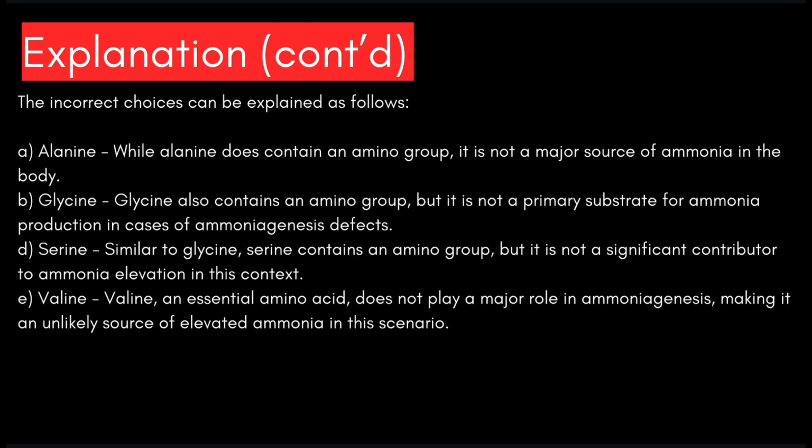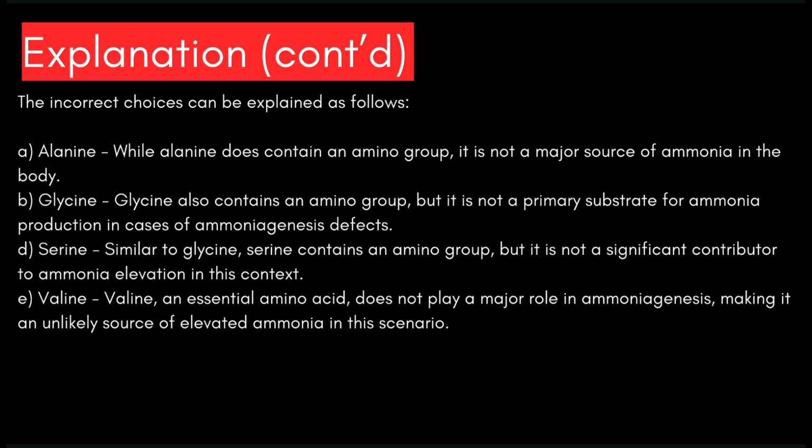Alanine. While alanine does contain an amino group, it is not a major source of ammonia in the body. Glycine also contains an amino group, but is not a primary substrate for ammonia production in cases of ammonia genesis defects. Serine, similar to glycine, contains an amino group, but is not a significant contributor to ammonia elevation in this context. Valine is an essential amino acid that does not play a major role in ammonia genesis, making it an unlikely source of elevated ammonia in this scenario.